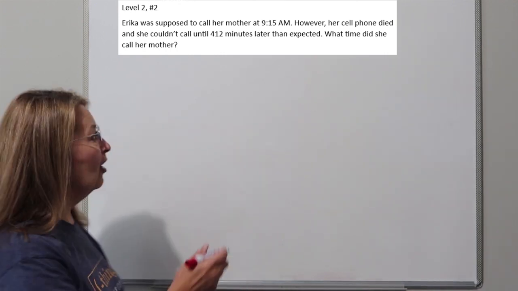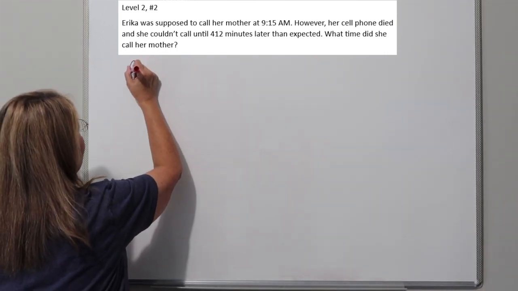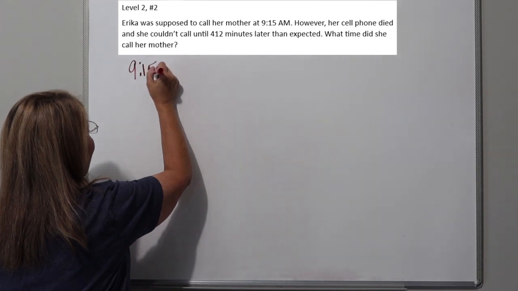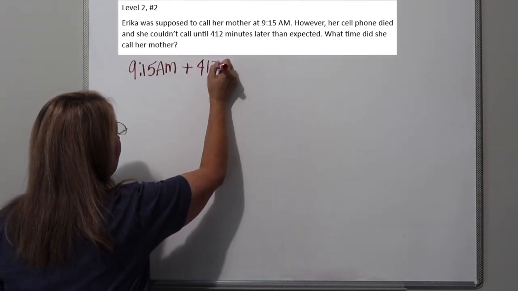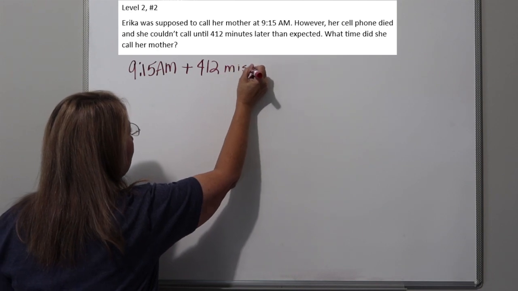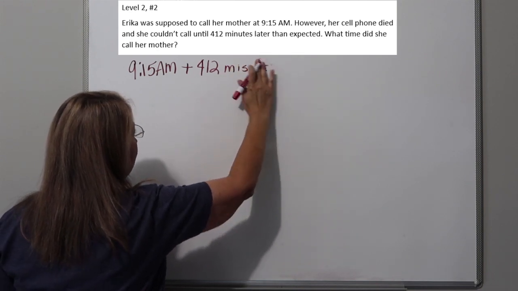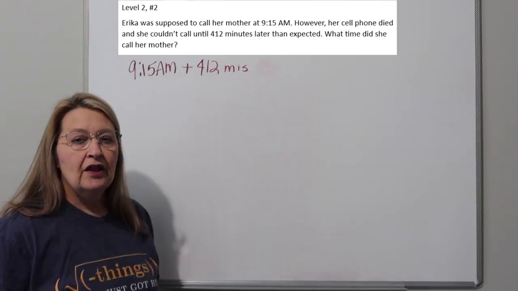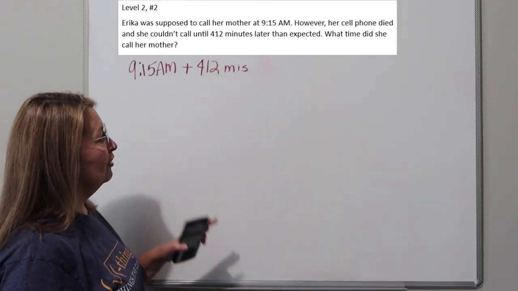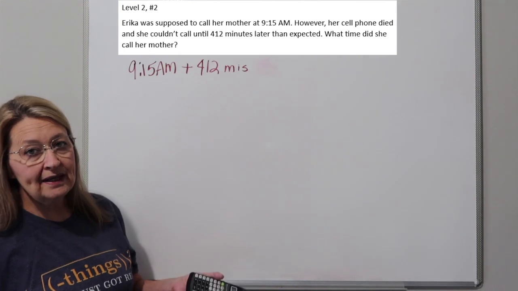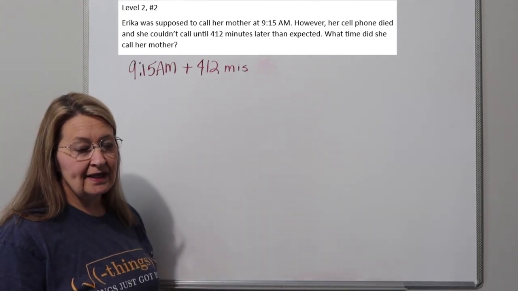So basically our problem is we want to start at 9:15 a.m. and we want to find out what time it will be 412 minutes later. The first thing we need to do is figure out how many hours there are in 412 minutes. Well, there's 60 minutes in an hour.